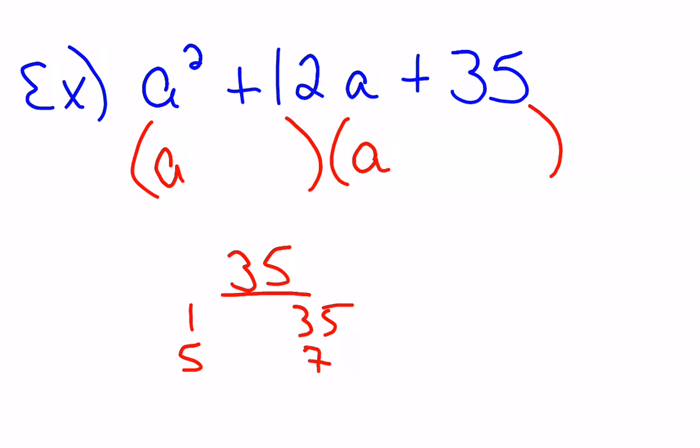Does 1 and 35 equal 12? No. Does 5 and 7 equal 12? Yes. So 5 and 7. And notice these are both plus signs, so that's what dictates these plus signs. So a squared plus 12a plus 35 factors into a plus 5 times a plus 7.